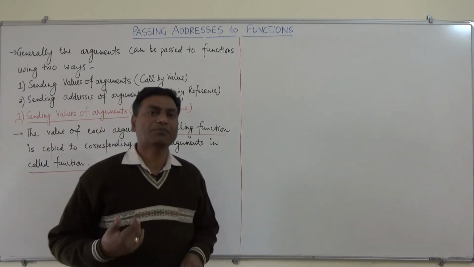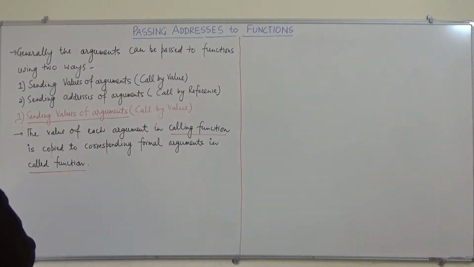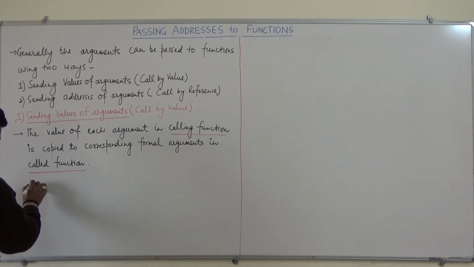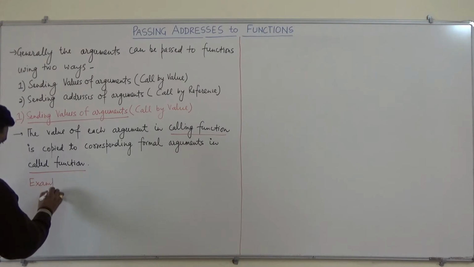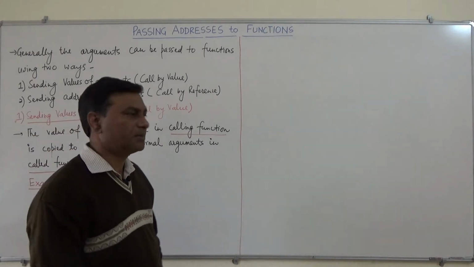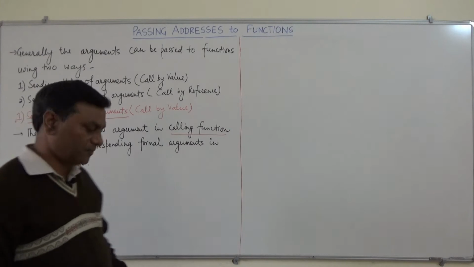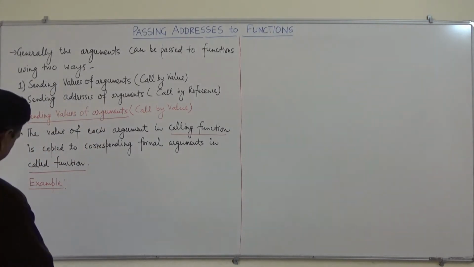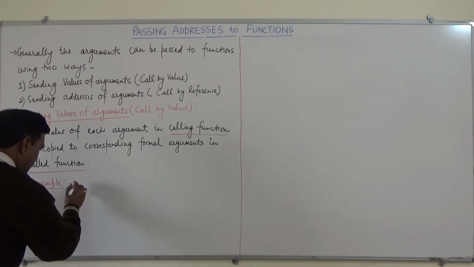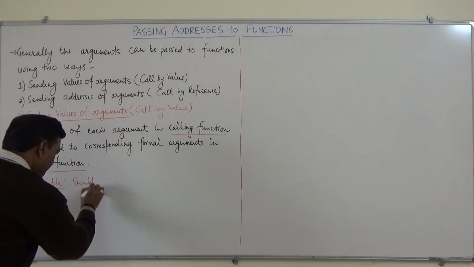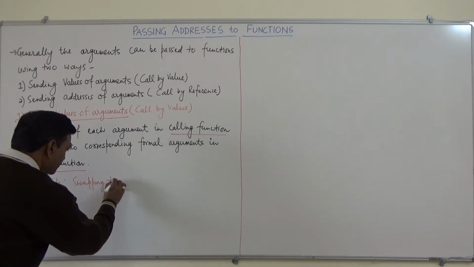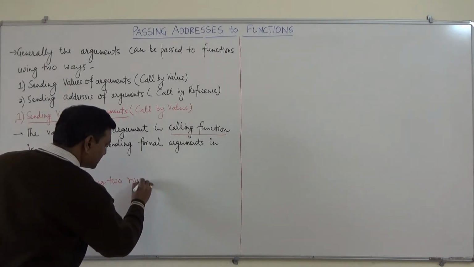Now let us see with the help of an example how this call by value takes place. So we will use the example in which we will swap two numbers. This is a very common program. So we will see the code in C, and with the help of this program we will understand what is call by value. So let us say this is swapping two numbers.